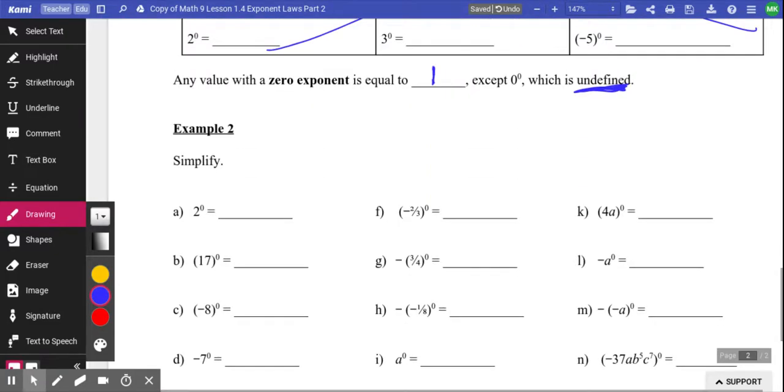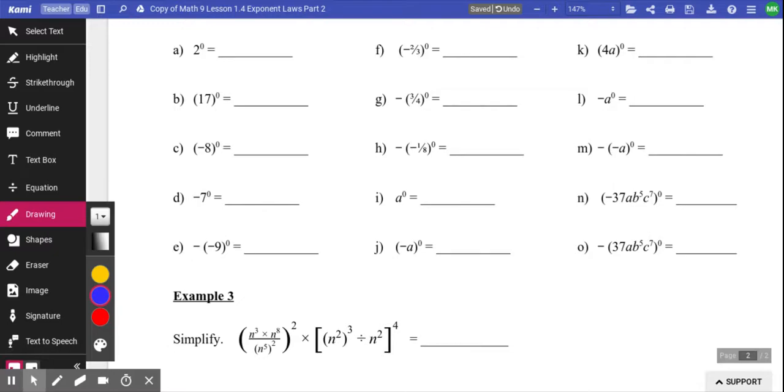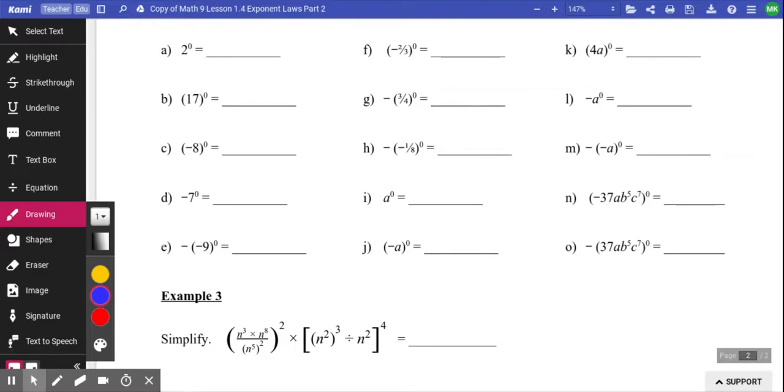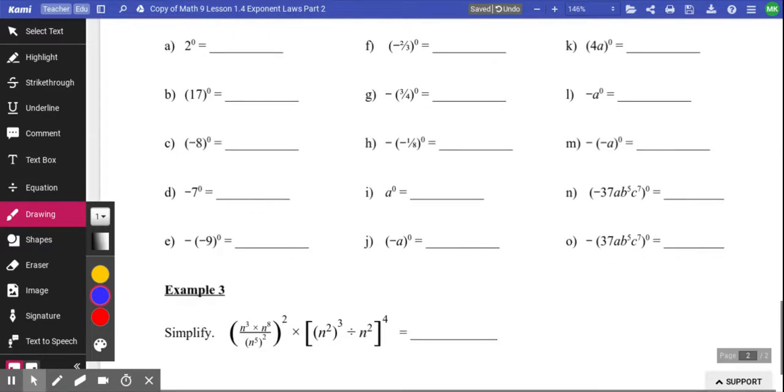So if you look, there's a whole whack of questions here. To the power of 0, it's going to be probably the easiest stuff you ever do, except for a couple of them. So if you look at this first one, we have 2 to the power of 0. Anything to the power of 0 equals? 1. Guess what the next answer is going to be? 1. Right? 17 to the power of 0? 1.